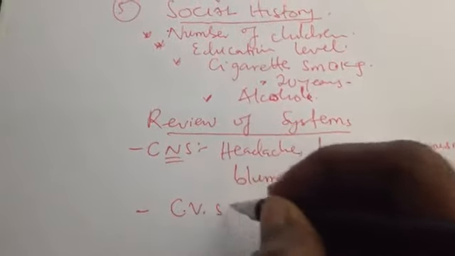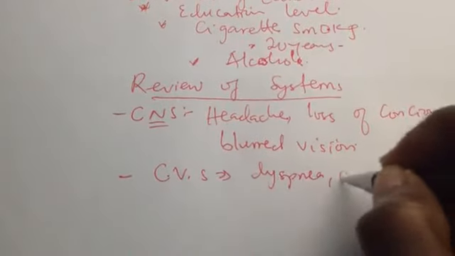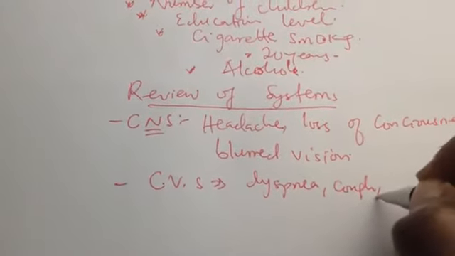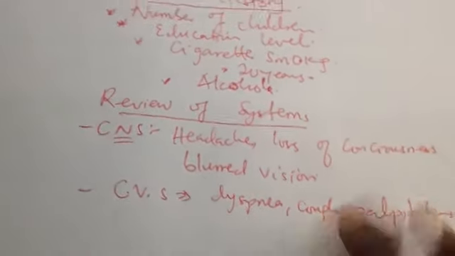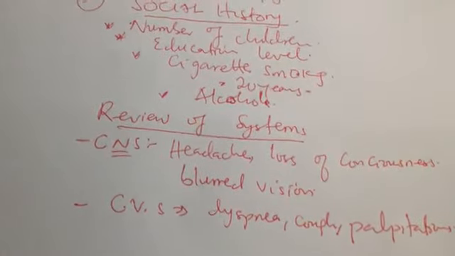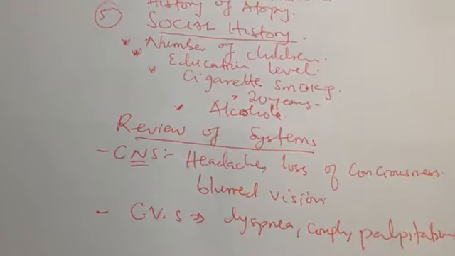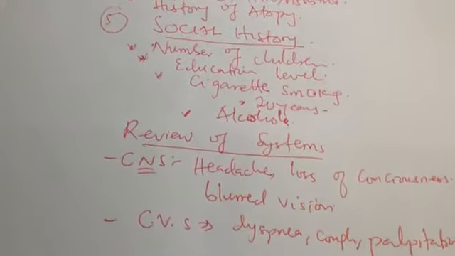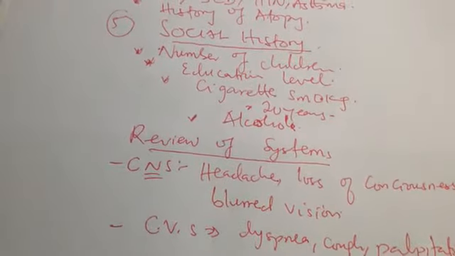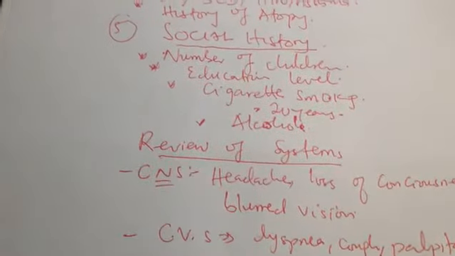Then, for example, in the CVS, cardiovascular system, you have to ask him about dyspnea. Are you having dyspnea? Are you having cough? Are you having palpitation? Palpitation is awareness of the heartbeat of a person. Someone will come to you and say, I am aware of when my heart is beating. I'm actually experiencing the beating of the heart.